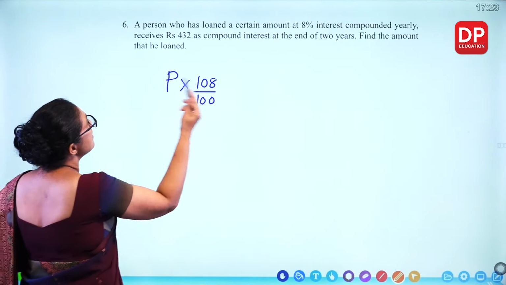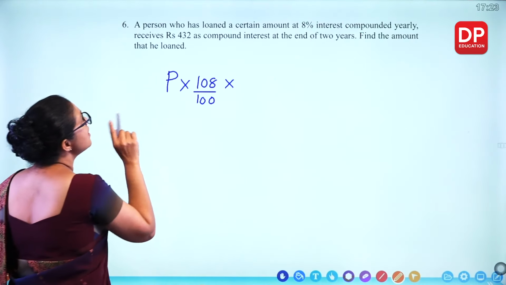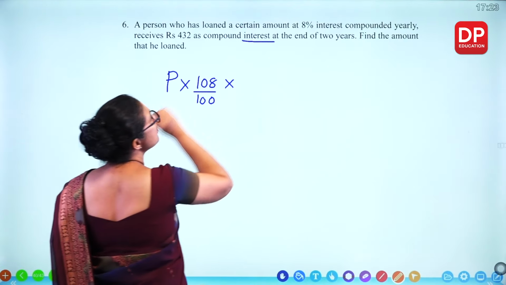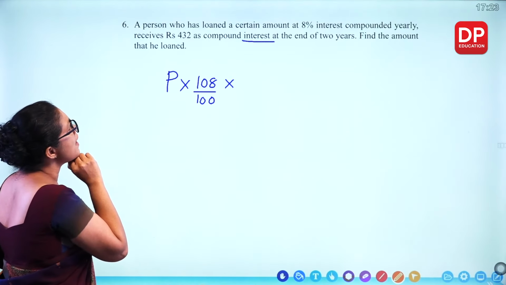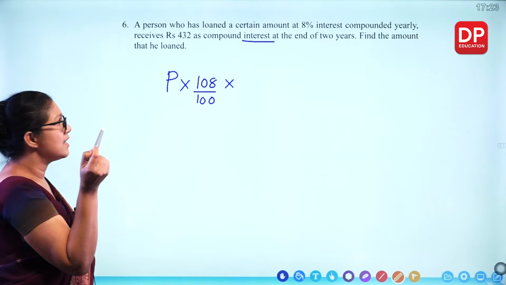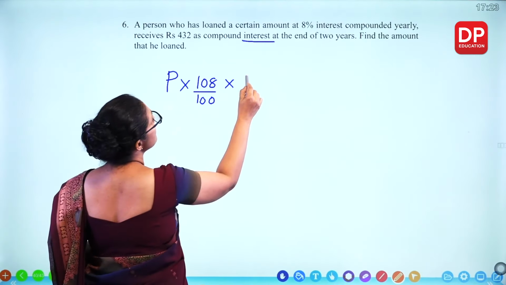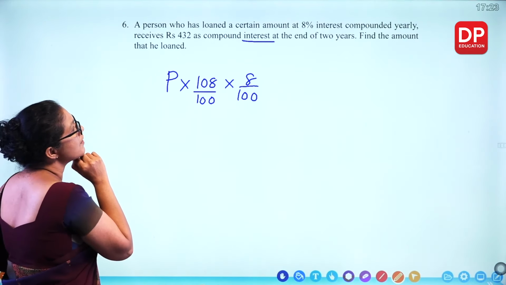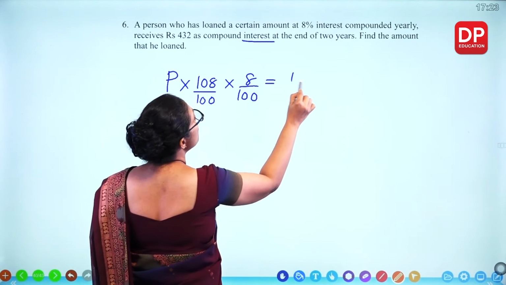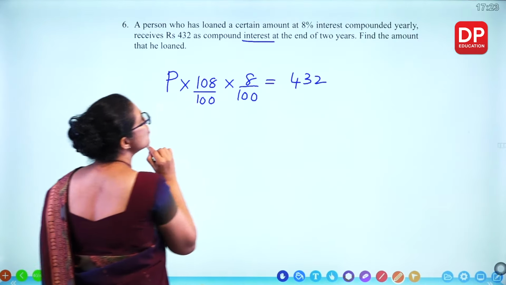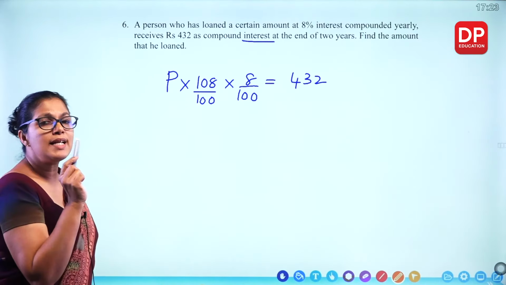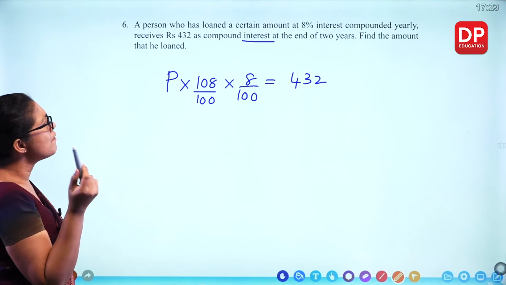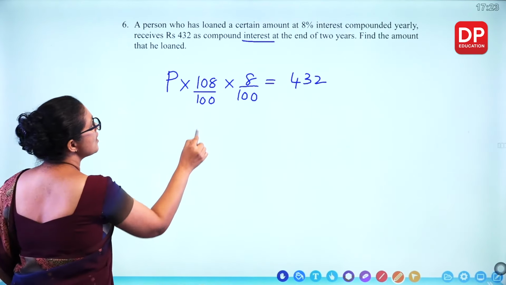And after the second year, only the total interest is given. So you don't need to multiply by 108. So just the interest. So for the second year, you can multiply by 8 over 100. That's equal to 432 rupees because the total interest after 2 years is given as 432. So we'll find out P.